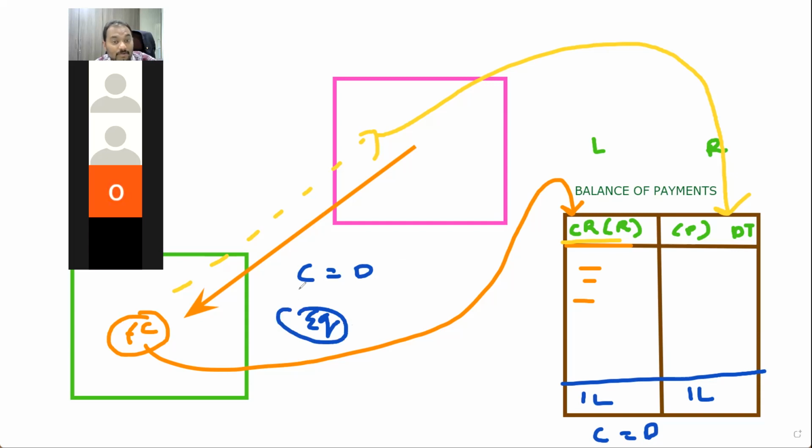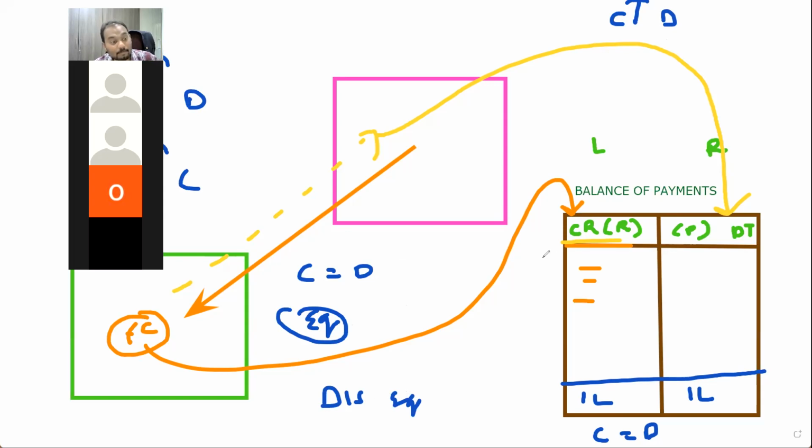But what I'm teaching you currently is disequilibrium. You know what is disequilibrium? Sometimes credits are more than debits. Is it matching? No. Sometimes debits are more than credits. Is it matching? No. When it is not matching, you call it disequilibrium.